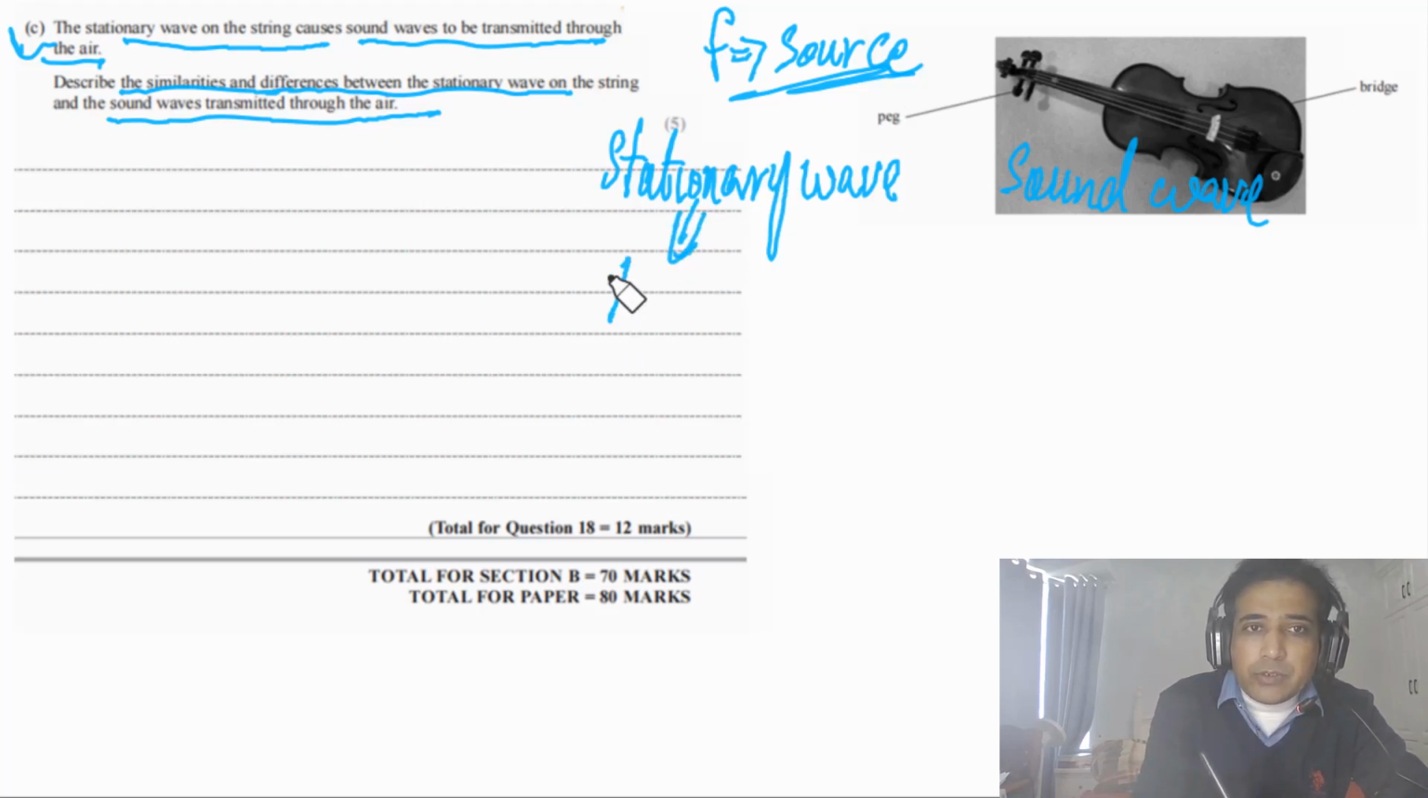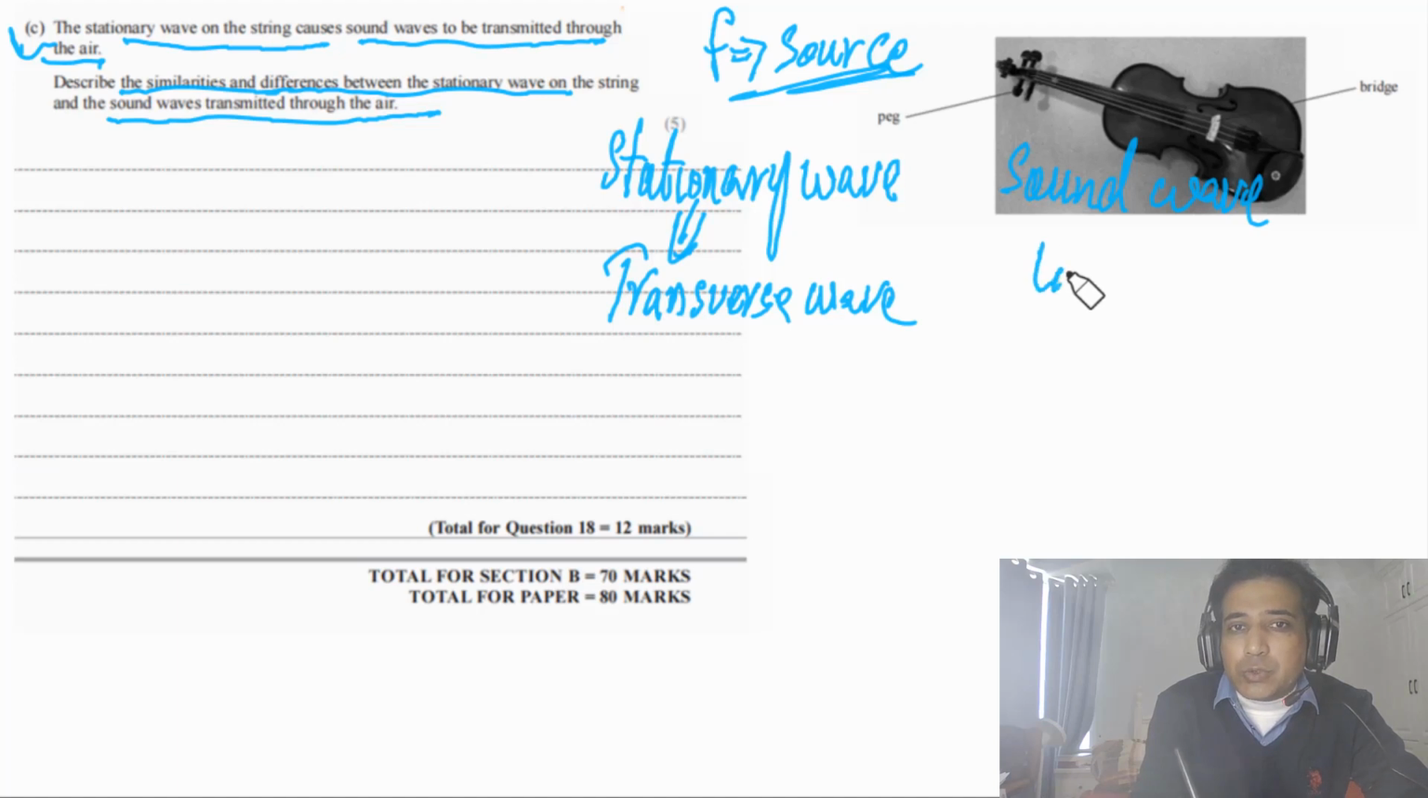Waves on the string are transverse waves, because particles of the medium move up and down while the wave travels forward. The angle is 90 degrees, so we can say waves on the string are transverse waves. And a sound wave is a longitudinal wave. So this is one difference.